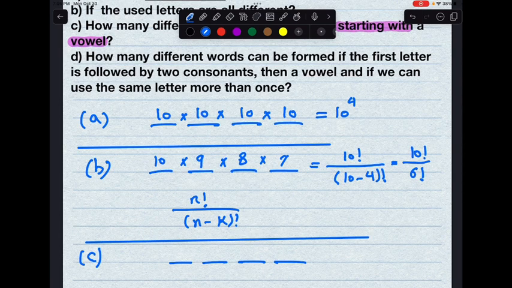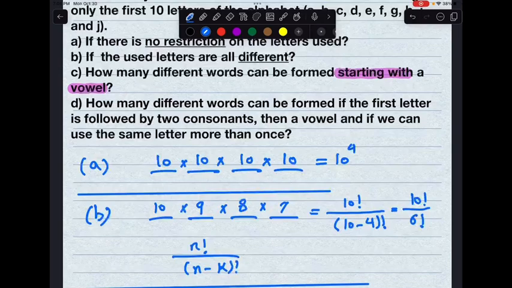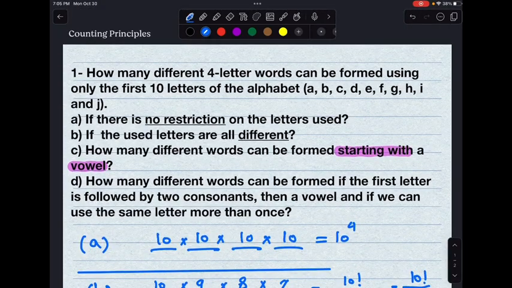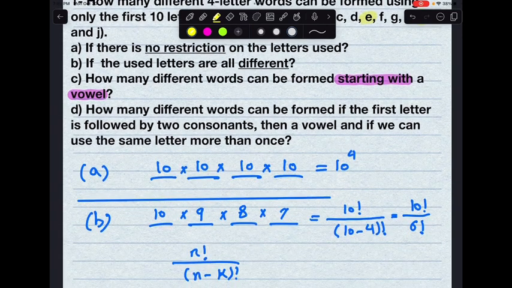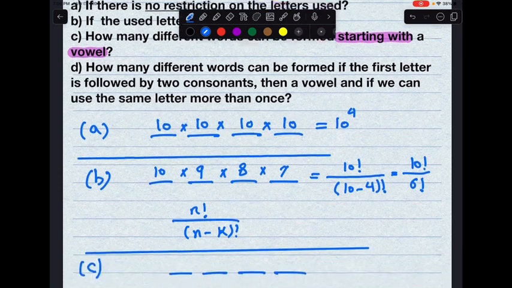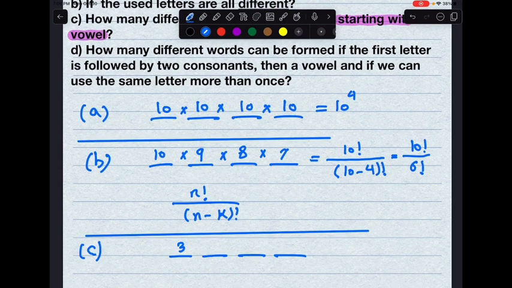How many choices do we have? The first letter must be a vowel. If you just look at the letters we have, A is a vowel, E, and I. There are only 3 vowels here, and we can use any of these 3 letters as the first letter. So we have 3 choices for the first one.